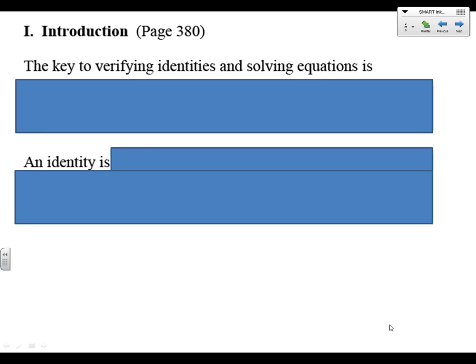Alright, worksheet 5-2 is what we're going to start with. Just make sure my pen's working here. Alright, so first thing up here are the two definitions.